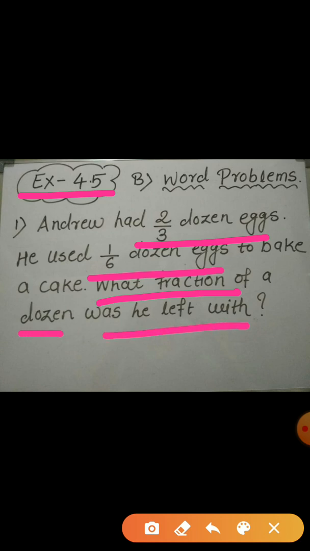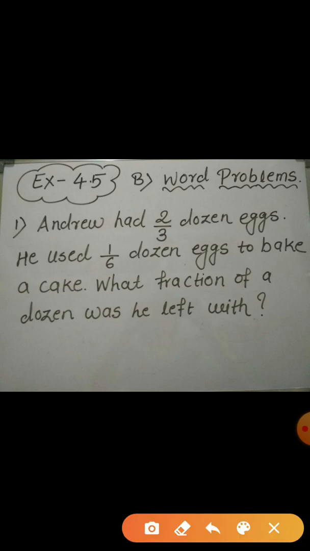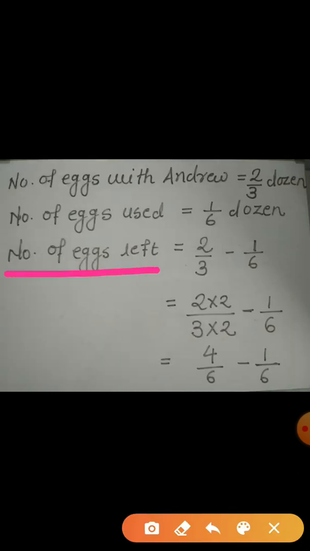Let us understand first what we are given in the question and what we are asked to find out. It is given that eggs with Andrew are 2 upon 3 dozen and eggs used are 1 upon 6 dozen, and we are asked to find out what fraction of dozen he was left with. Means here we have to find out the number of eggs left, and to find out the number of eggs left we need to subtract the given two fractions, that is the fraction 2 by 3 and 1 by 6. So here you can see I have written number of eggs left is equal to 2 upon 3 minus 1 upon 6.